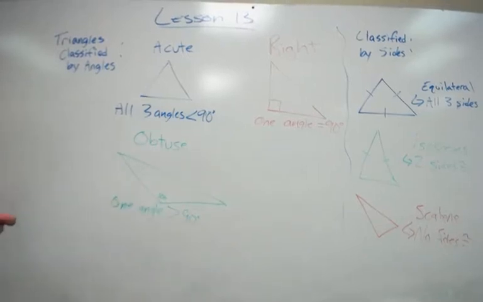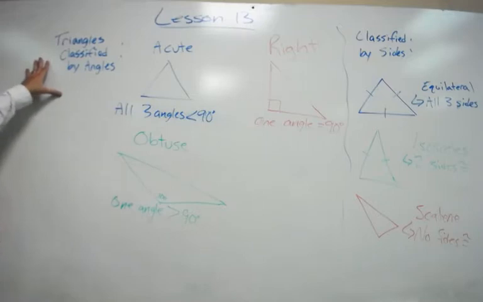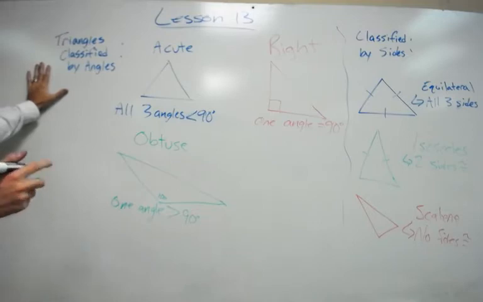In lesson 13, we're going to look at triangles. We're going to look at all the different parts of different triangles. First thing we're going to do is classify the triangles by their angles. If we look at triangles by their angles, then there are three different types of triangles.